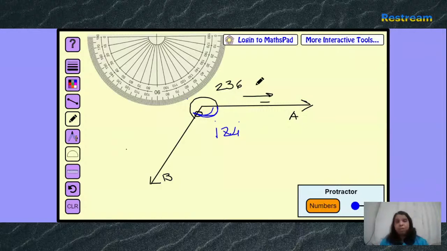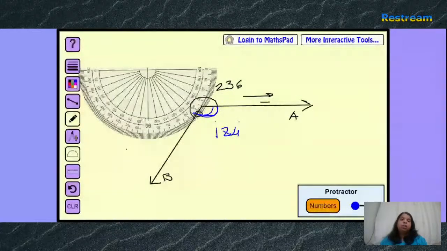If that is not mentioned, you can always find the obtuse side of the angle and leave it at that. Okay, so this is how you use a protractor. If you have a 360-degree protractor, this job is much easier. You don't have to do all the subtraction because it will directly give you the 236 mark.